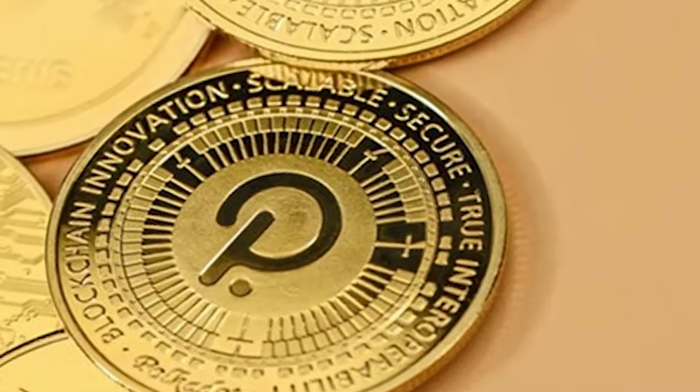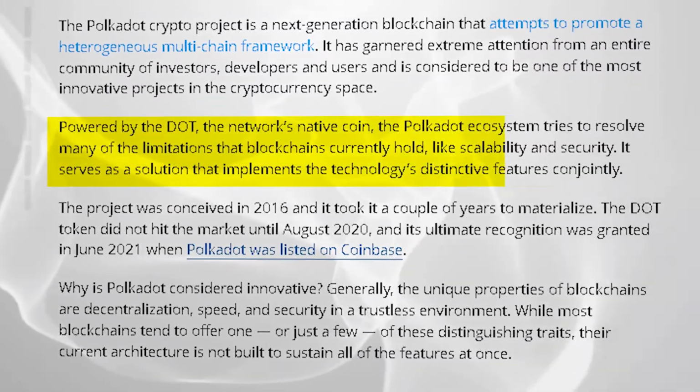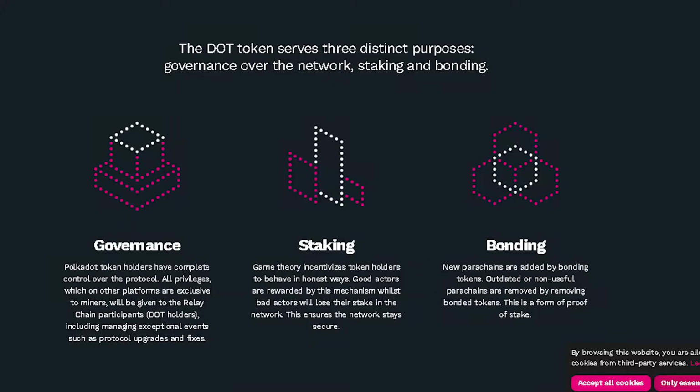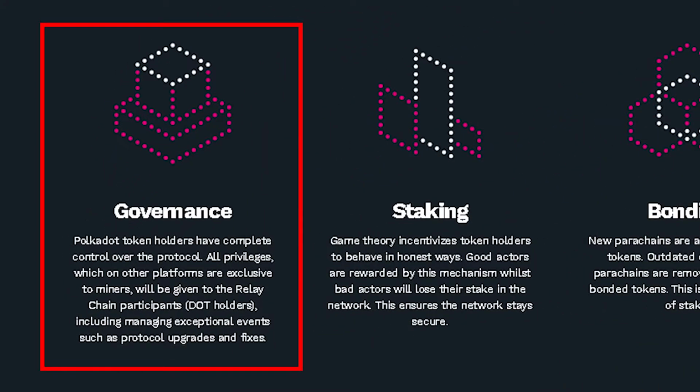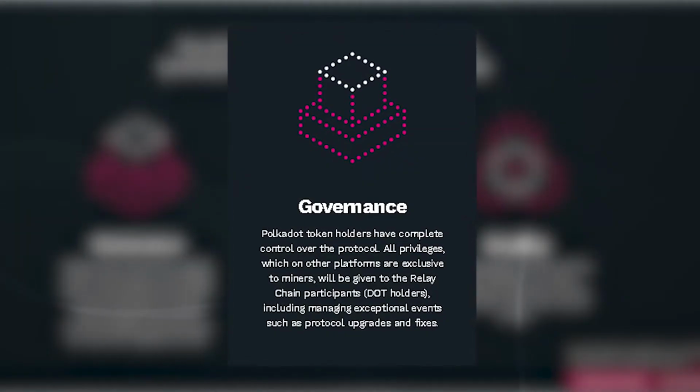The Polkadot network is powered by the native DOT token, which is utilized for staking to secure the network. It also functions as the network's governance token, allowing every participant to have a say in Polkadot's development. Without the need for a hard fork, all network upgrades are carried out on-chain automatically.